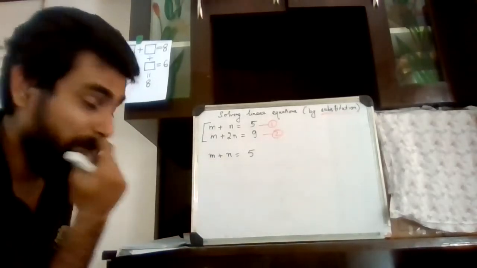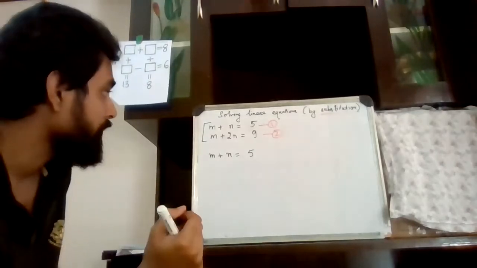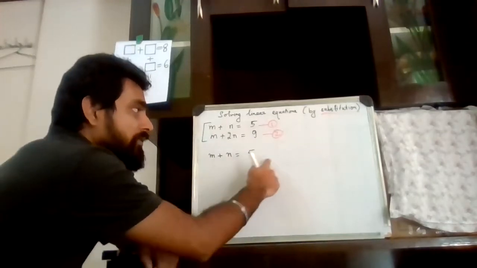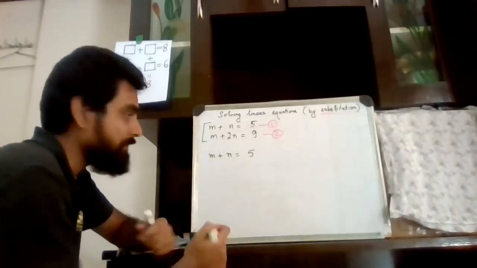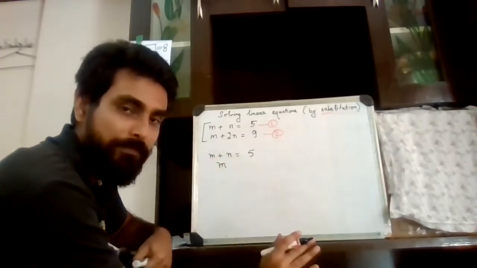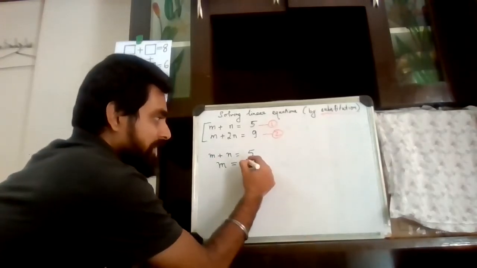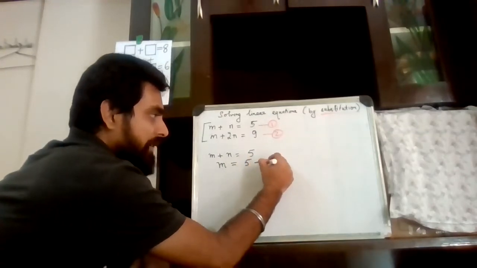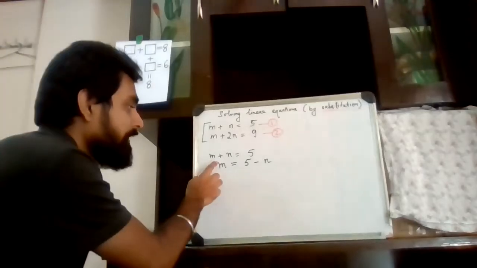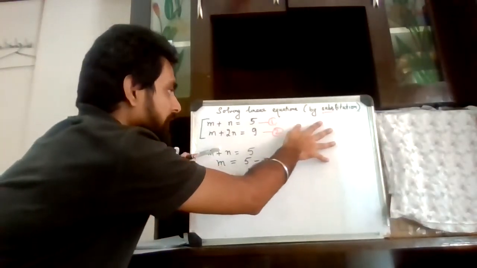So what I'm going to do here is move n to this side. So what happens when I move n to this side? My left hand side just remains with m, and my right hand side becomes 5 minus n. Are we good? Yeah, so my left hand side is just m and right hand side becomes 5 minus n.